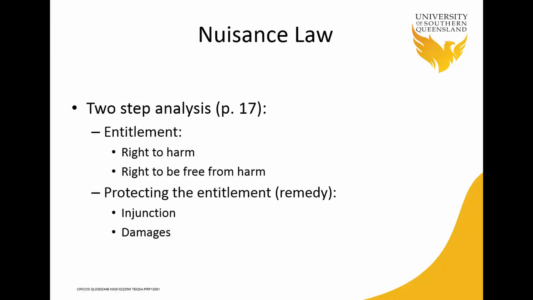Now, today we're going to have two steps to our analysis, which you'll read about on page 17 of your textbook. The first thing we're going to look at is the idea of entitlement, just like we did previously: whether the entitlement is to harm or to be free from that harm. Similar to the right to pollute and the right to clean air. And under each of these entitlements we would have two remedies: the injunction remedy and the damage remedy.